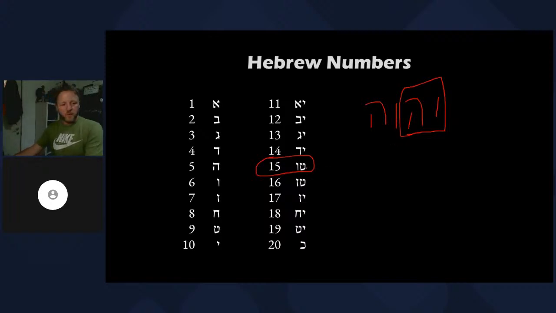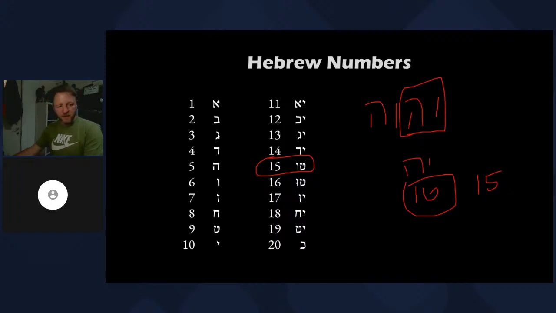So what we do is we back up, instead of 10 and 5, we say let's make it 9 and 6. 9 and 6. Tet and Vav. Tet and Vav represents 15. 9 and 6 instead of 10 and 5 because 10 and 5 is God's name.